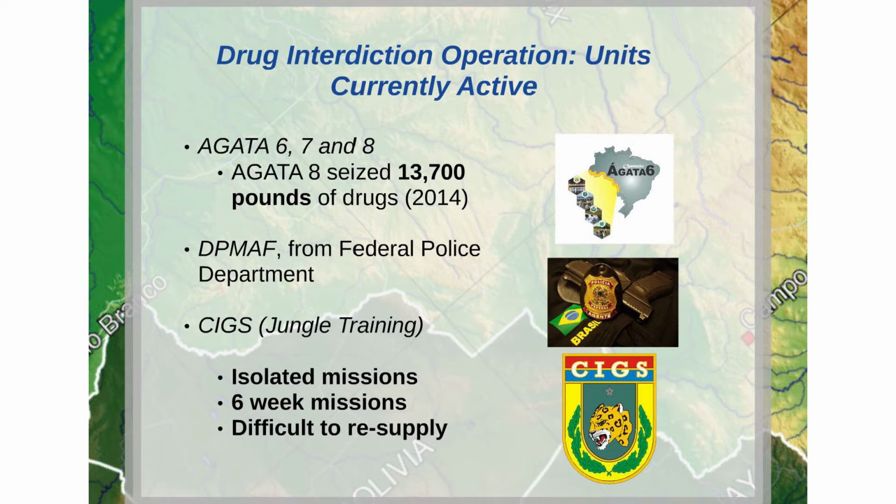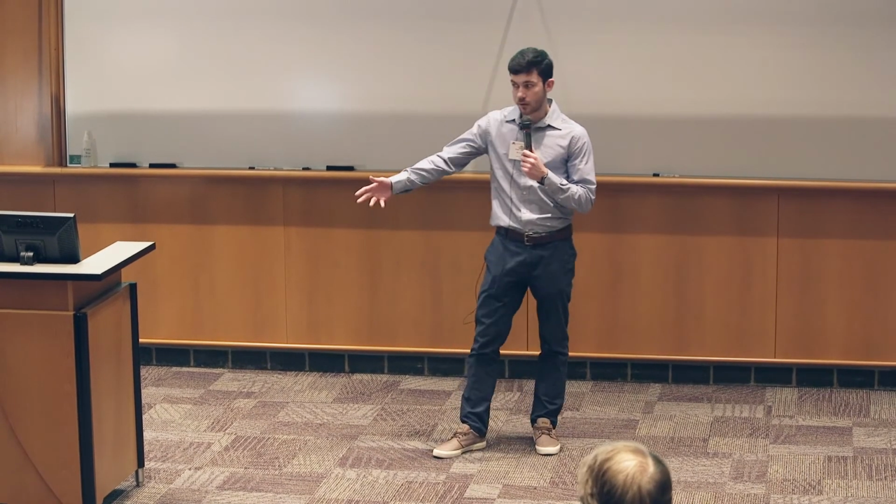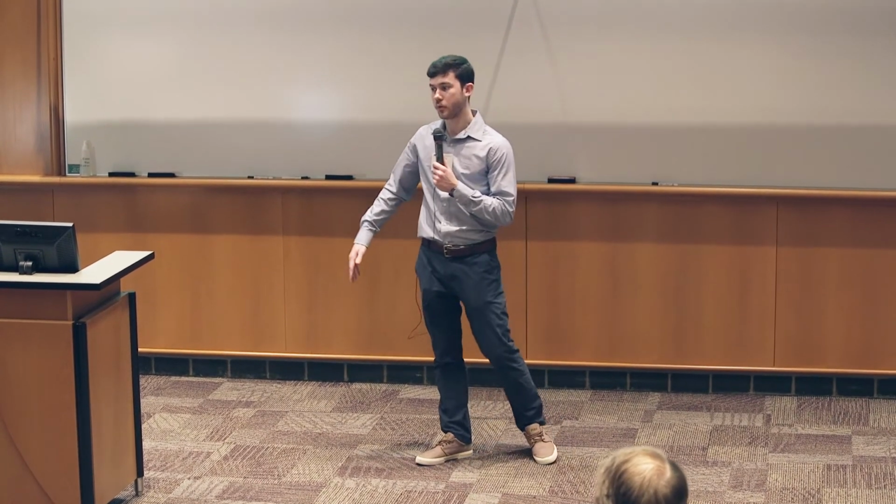Also there is the Federal Police Department that operates on that border. And you also have the CIGS, a jungle training unit, mostly in the Amazon jungle. So what do all these missions have in common? They operate in isolated areas, the CIGS spend at least 6 weeks in the jungle, and all of these missions have difficult resupply.